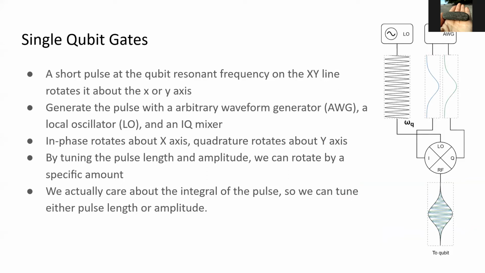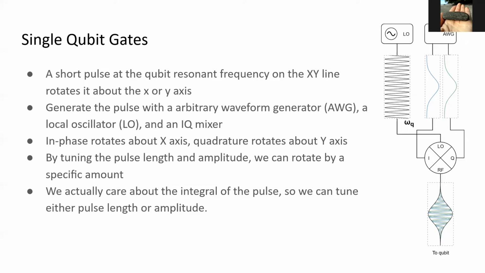All single qubit gates, at least working with the XY input, are just varying pulses applied to that input. A sine wave at the resonant frequency of the qubit will cause the state to rotate, and we can create a specific rotation by creating a pulse of that frequency.